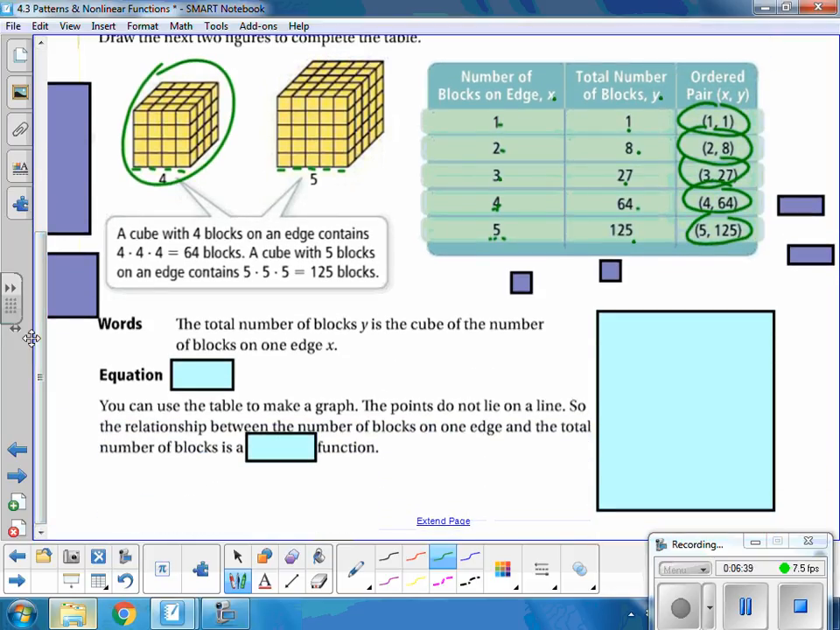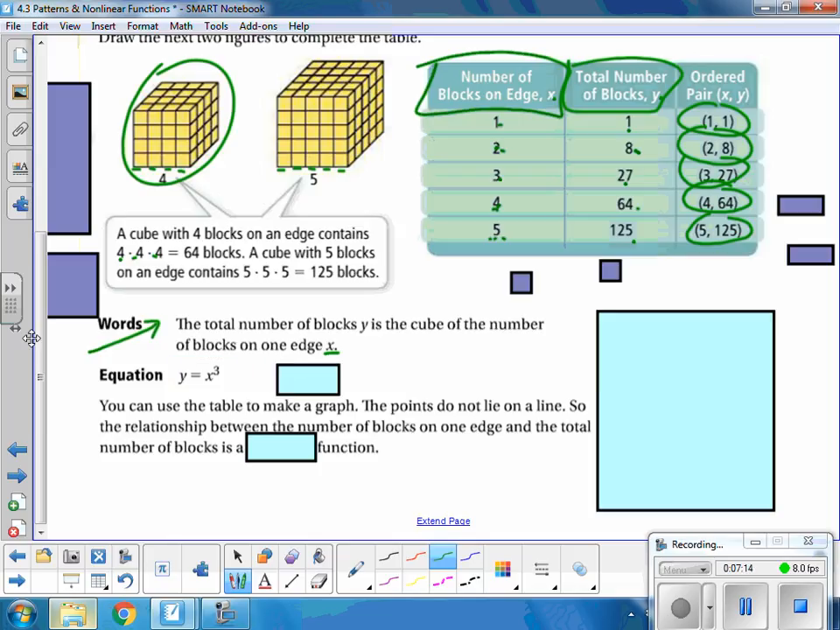So I finished my table. Okay. Now the words. This is how I want to communicate this, and you want to get in the habit of writing a sentence to describe what you're seeing. And this is the sentence. The total number of blocks y, that's coming from here, is the cube of the number of blocks on one edge, x. The cube is this number times itself 3 times. So if I know the number of blocks on one edge, I can cube it to get my total number of blocks. That's what it's saying.